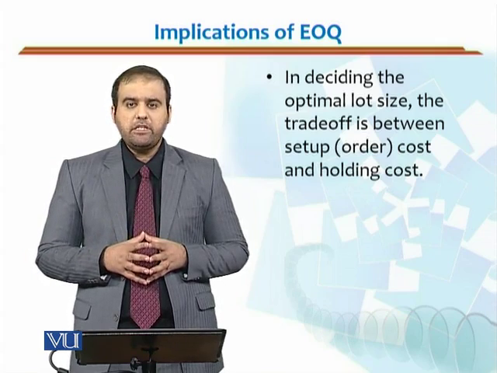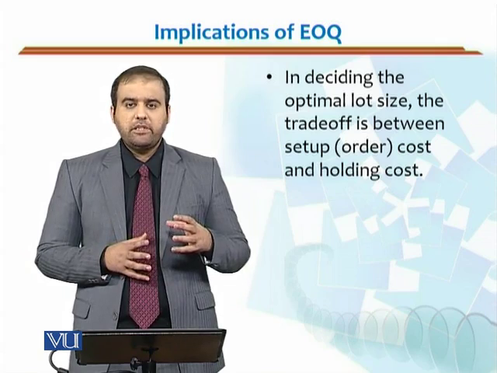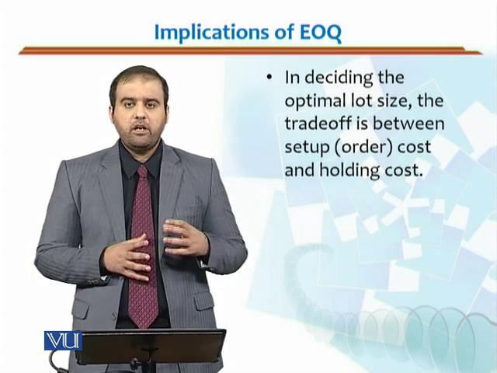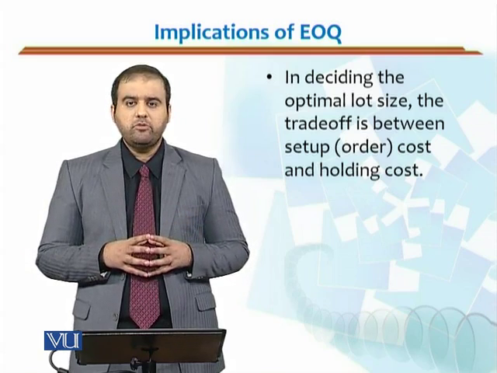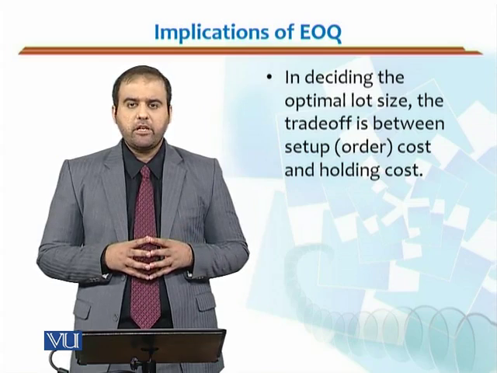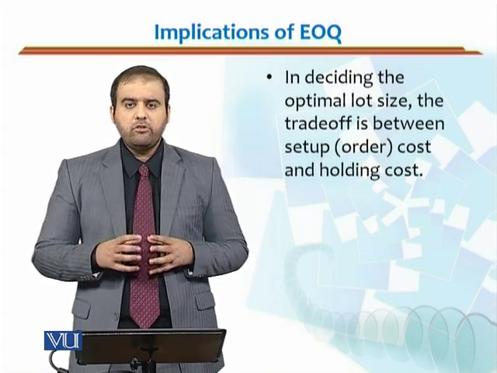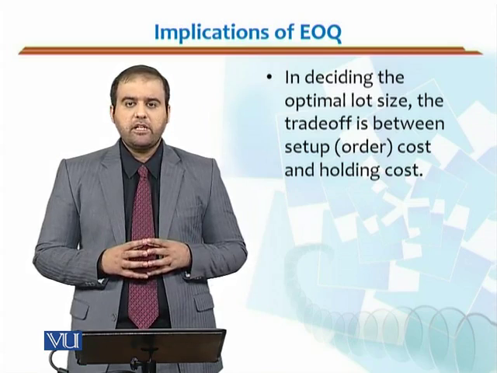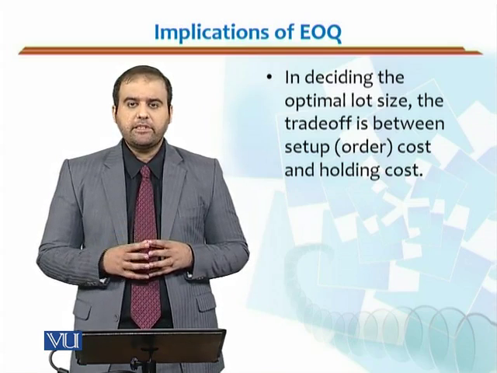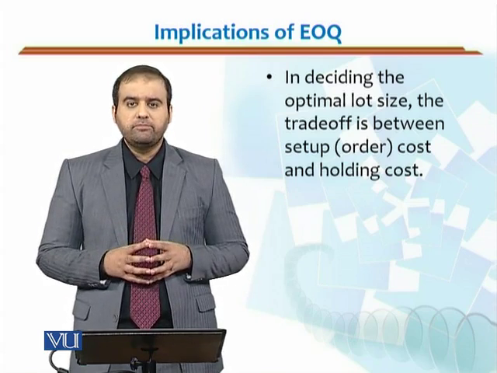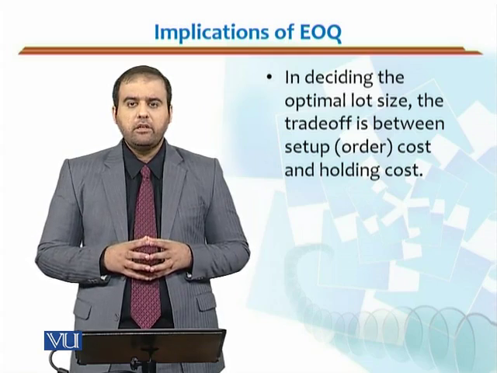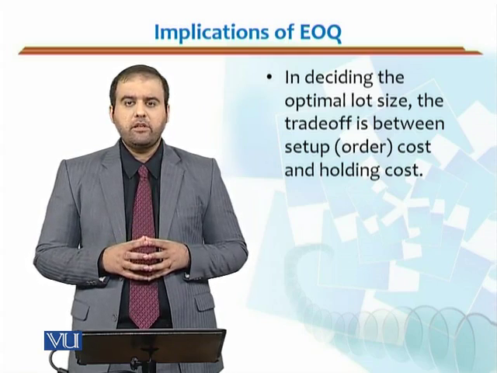What does it mean? It means that when you have a 100% or 50% error in demand estimation, or a 10 or 20% error, the effect on EOQ would be minimized. It will be less, not that much, not drastic. Why am I saying it? Because of the square root law.